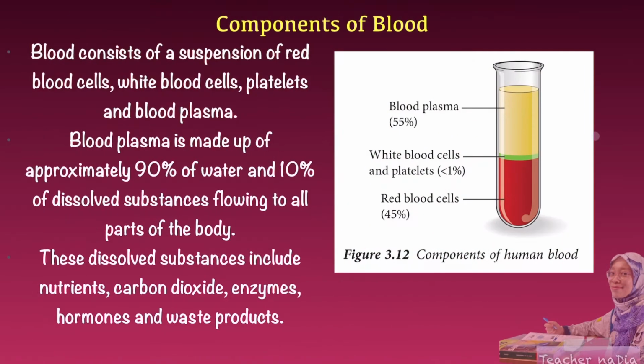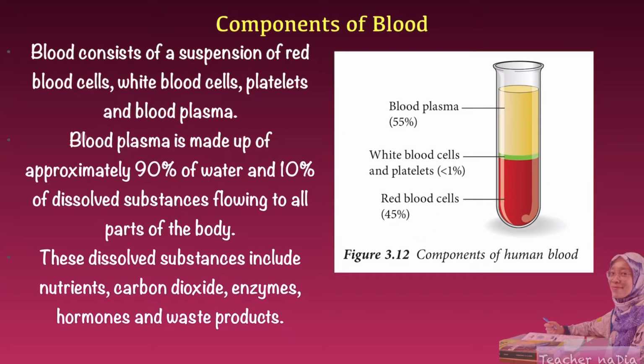All right, the components of blood. What are the components of human blood? Blood consists of a suspension of red blood cells, white blood cells, platelets and blood plasma. In figure 3.12 you can see that the yellow liquid is actually blood plasma, which is 55%. And then we have white blood cells and platelets, which is less than 1%, and red blood cells with 45%.